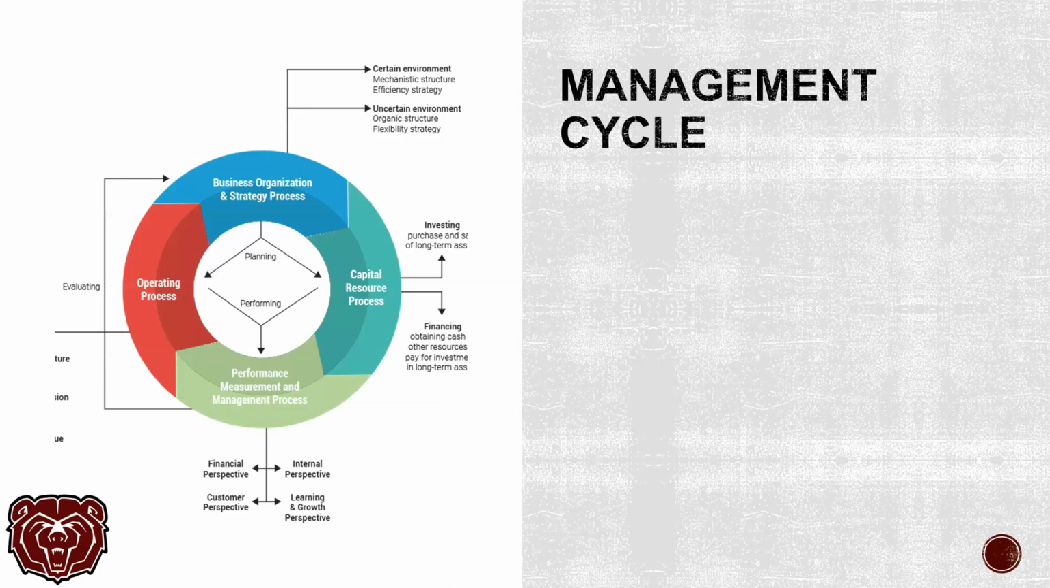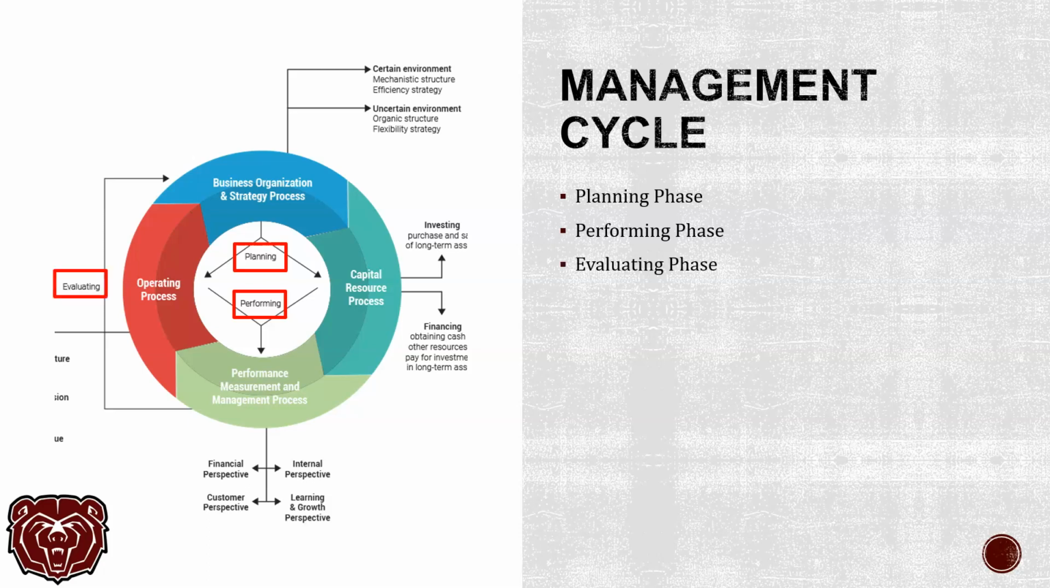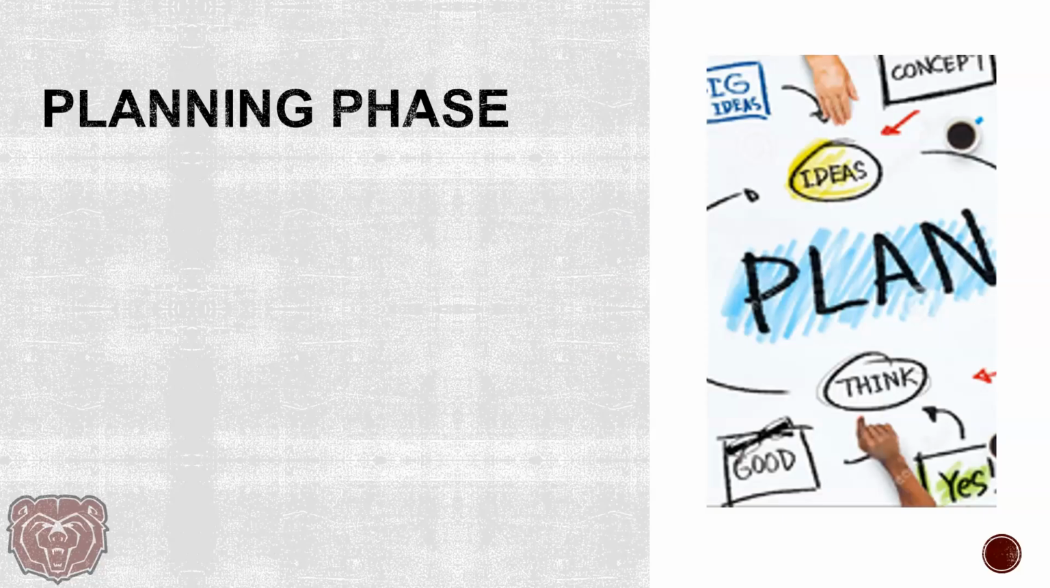So the first thing we really want to talk about here is the management cycle. Okay, we look at this big messy graph over here, and we'll go through each one of these parts as we progress through this chapter. The management cycle really consists of a few different phases. The first phase is the planning phase, then the performing phase, and then finally the evaluating phase. We'll go through each one of these in a little more detail now.